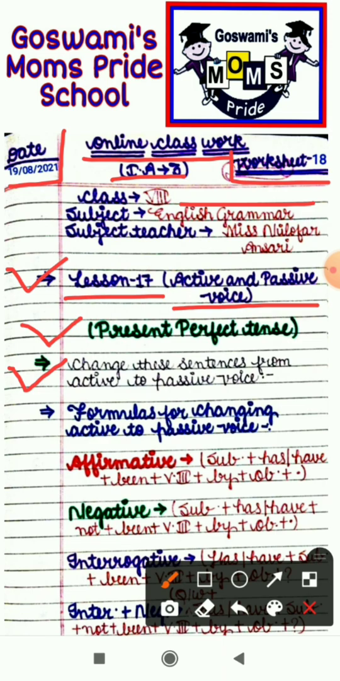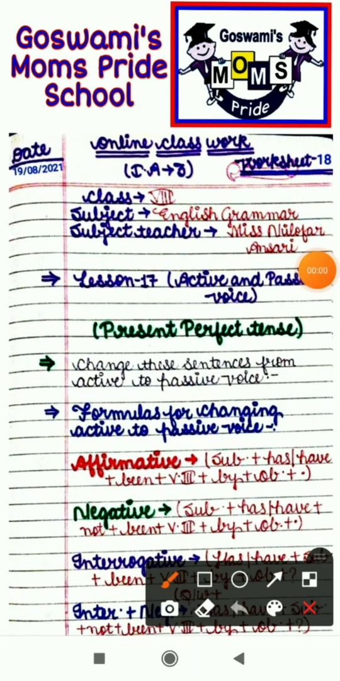So first of all, let's have a look at the formulas for changing active to passive voice of present perfect tense. First formula is of affirmative sentences. So first of all, we have to write our new subject, then has or have according to the new subject, then been, then third form of verb, by, new object, and full stop in the last.